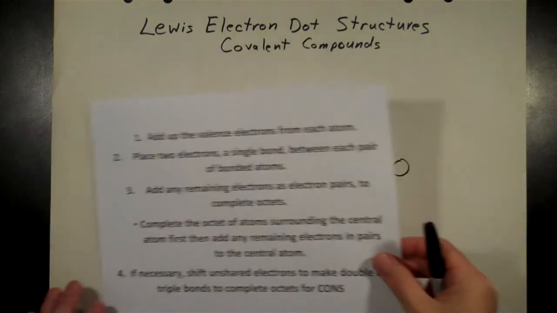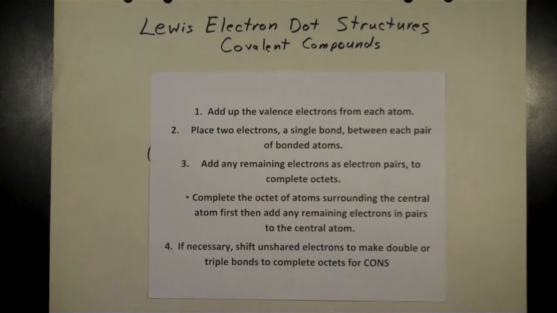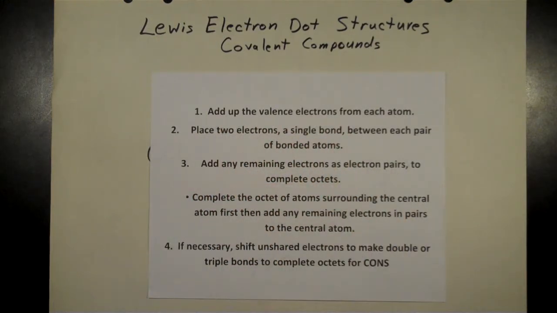Alright, so let's just talk about the steps that we're going to go through to balance, or not to balance the equation, but to determine the Lewis electron dot structure for these. So the first thing we're going to do is add up the valence electrons for each atom and get the total number of valence electrons that we're going to have to put into that molecule. We can't use any more than that, we can't use any less than that. We have to use all of the valence electrons.